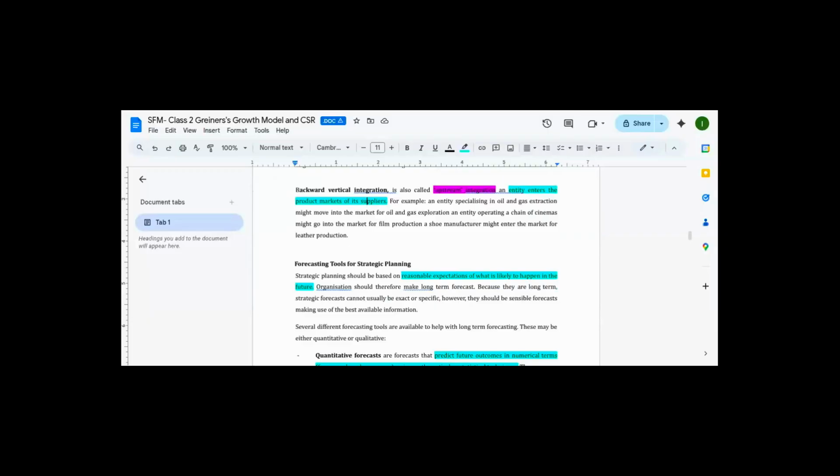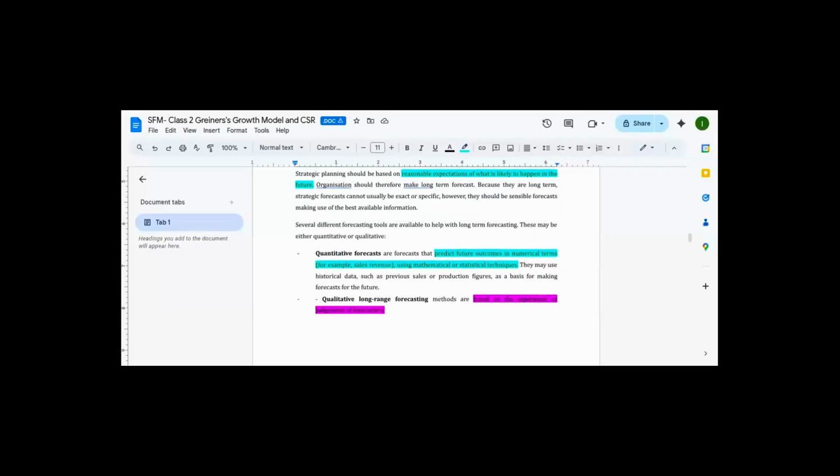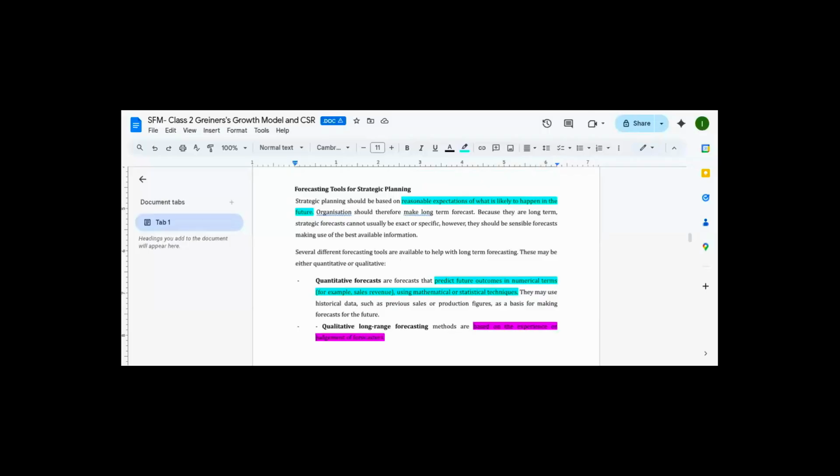I think we are going to discuss these two later on when we are looking at Michael Porter's generic strategies. In Michael Porter's generic strategy, under the cost leadership strategy, we have backward integration and forward integration that we are going to discuss extensively. So having looked at that, we are required to have knowledge about forecasting tools and the two main types of forecasting.